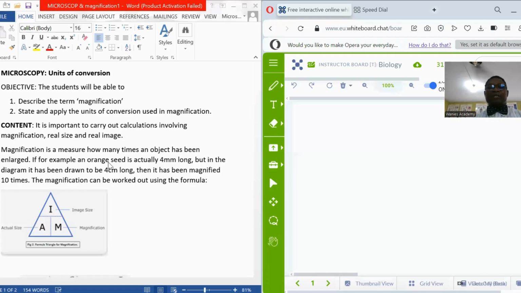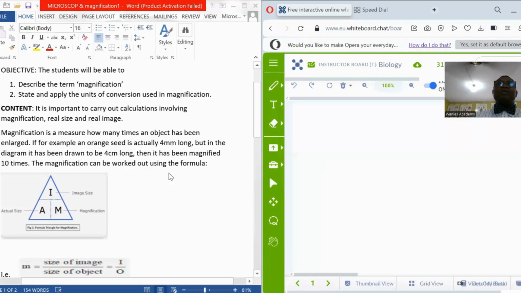Magnification is a simple measure of how many times an object has been enlarged. Take, for example, a simple maize of about 4 millimeters long. Now, after drawing the diagram of the maize, which is the specimen, we discover that the length of the diagram is bigger than that of the specimen given. So there's a need to determine the magnification.